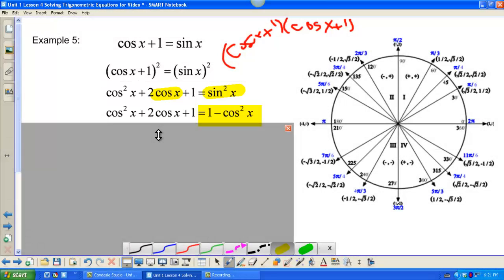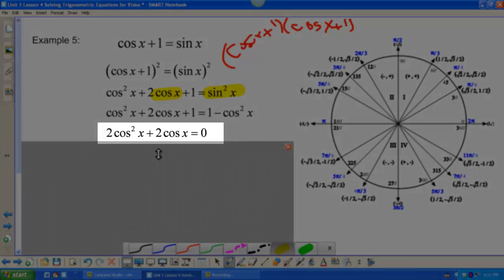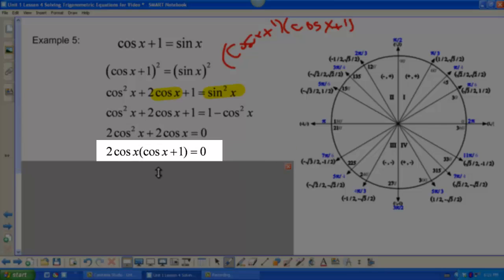Next, I'm going to move everything to one side. So I'm going to subtract 1 from both sides and add cosine squared of x to both sides, yielding me 2 cosine squared x plus 2 cosine x. Again, if you're wondering what in the heck do I do now? Factor. It's just a greatest common factor. Both terms share a 2 cosine x, and when I pull that out, I'm left with cosine x plus 1.